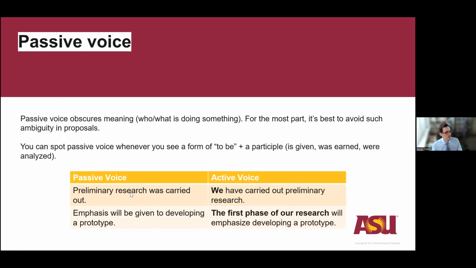So we can look at these two examples here. "Preliminary research was carried out." That's very easy to flip, right? "We have carried out preliminary research." Or the second one, which I think is an even less effective sentence: "Emphasis will be given to developing a prototype." Instead, you can specify either who's doing it or when it will happen: "The first phase of our research will emphasize developing a prototype." These examples here are more direct, they're more elegant. So try to get in the habit of spotting passive voice in your own writing and flipping them around.